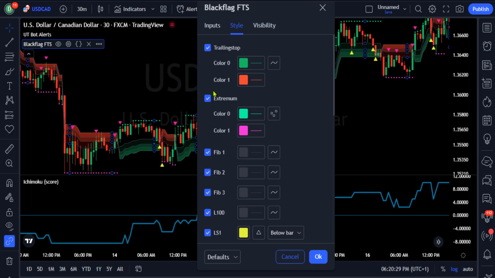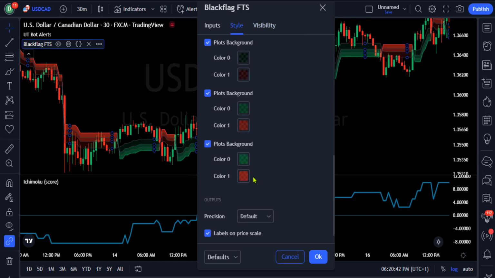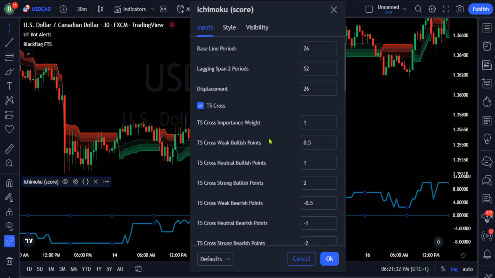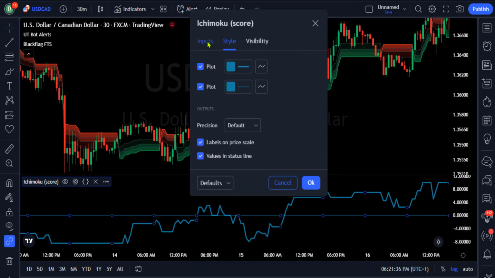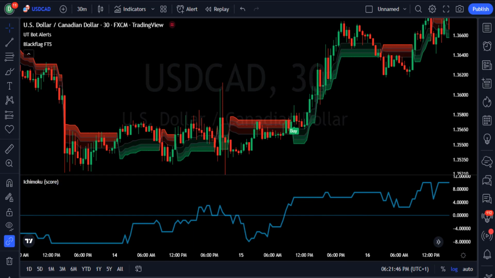Then, go to the Style section, and uncheck this extremum, and all these checkboxes, except for these options, and click OK. And finally, go to the settings of the Ichimoku Signal Score. You are going to leave all these settings at their default, both in the Input and the Style section, and then click OK. Now that we have our chart ready, let's go through and explain these indicators one after the other. Let's start with the Black Flag Indicator, which is one of the best indicators of this strategy.